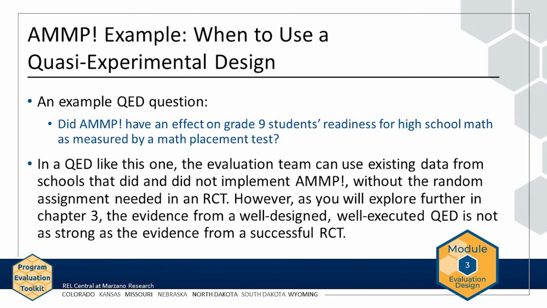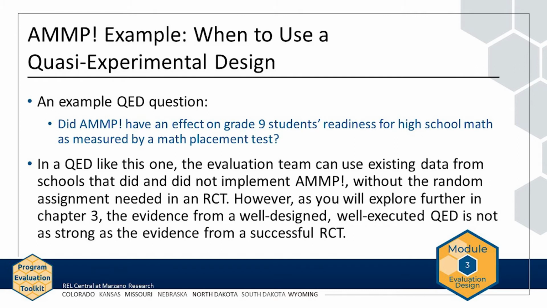First, an example of a QED. What if the AMMP evaluation team wants to understand whether the program has had an effect on students' readiness for high school math? In this case, the team can stretch this example to include a set of partner schools that serve similar populations of students. Because these schools are not using AMMP, they provide a potential comparison group. These schools are using a business-as-usual condition in which no new interventions or programs are offered.